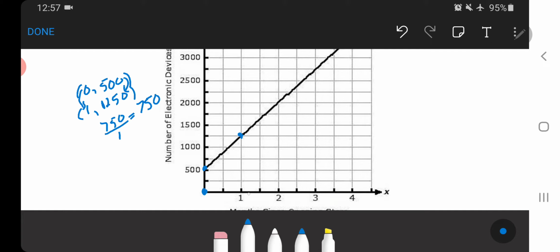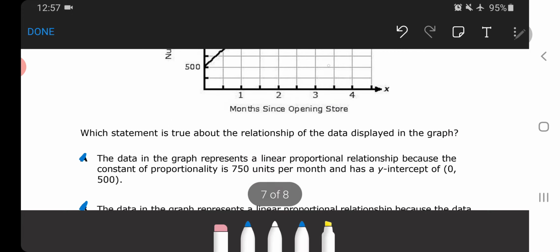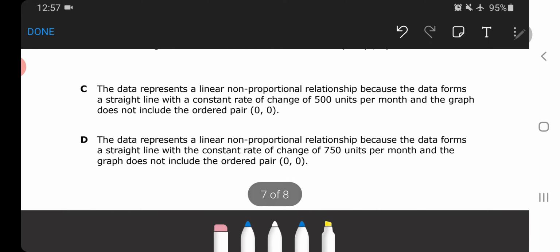To double check that, let's say if we went to 2 months and we add another 750, we should be at 2,000. Look at that, at 2 months, we do have 2,000 units. So our constant rate of change is 750. So that would mean that the answer choice that would be correct in this case would be D. D is good for us.